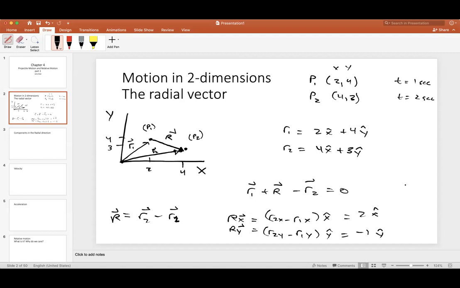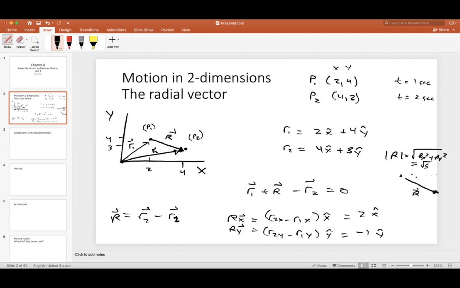So this vector goes over 2 and it goes down 1, right? So it looks something like this. My R vector looks like this. It has a magnitude of the square root of Rx squared plus Ry squared. And that would be 2 squared is 4, plus minus 1 squared is 1. So that's square root of 5.